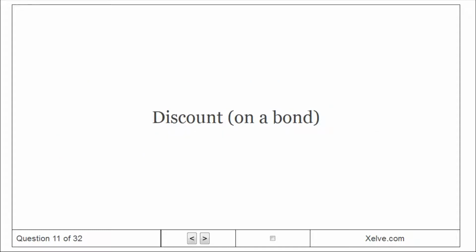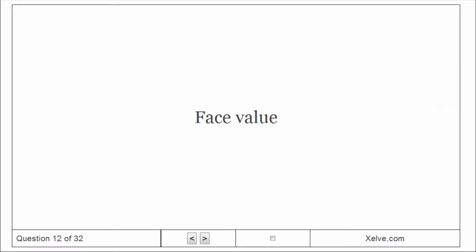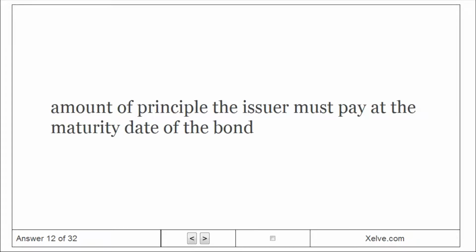Discount. The difference between the face value of a bond and its selling price when the bond is sold for less than its face value. Face value. Amount of principal the issuer must pay at the maturity date of the bond.